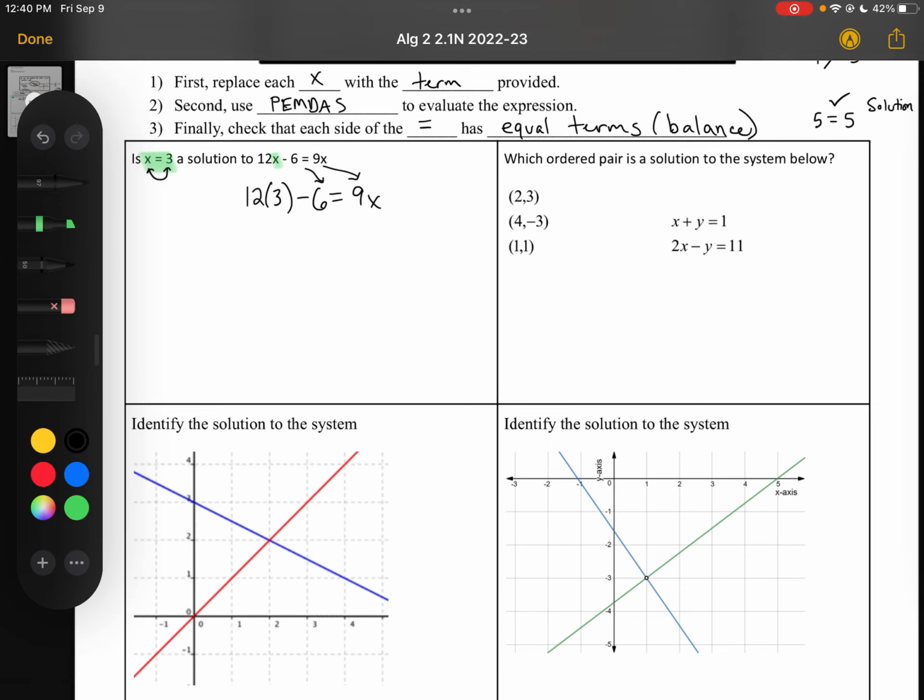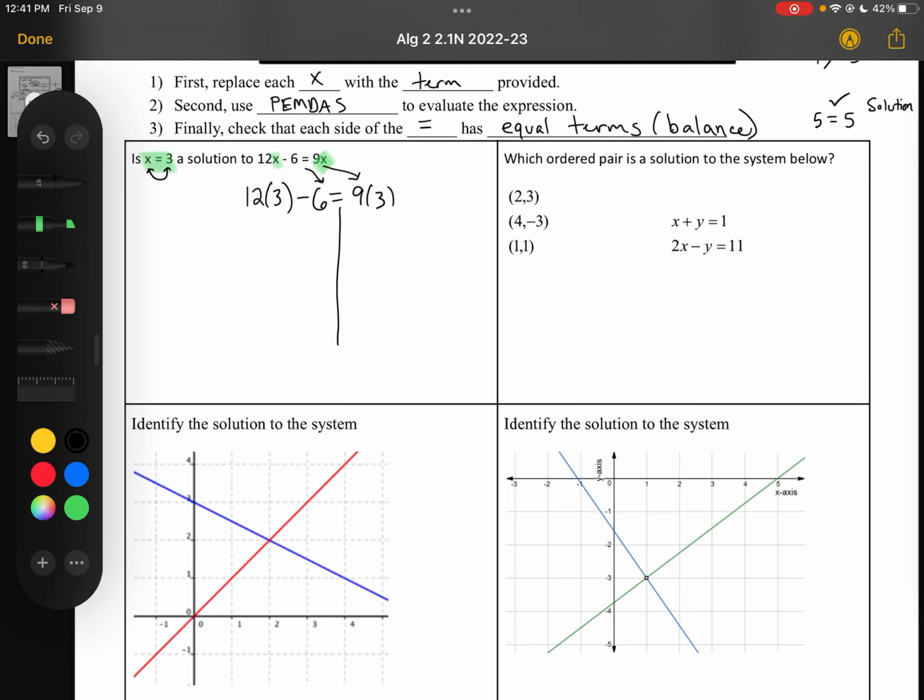So now it's time to use PEMDAS, and I just realized I have another x. So I made a mistake. I should have replaced all of my x's. So all of the x's have to be replaced with a 3. Okay, so now we're ready. Now that we just have numbers and all the variables are gone, we can draw our algebra line and start evaluating using PEMDAS. So parentheses, nothing inside of parentheses other than a single number.